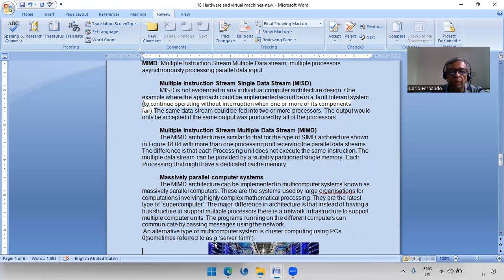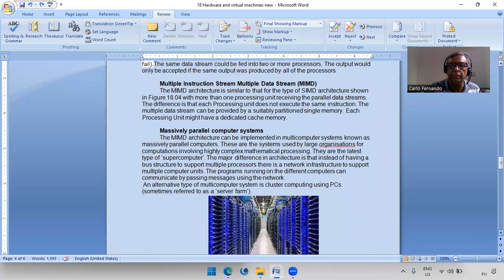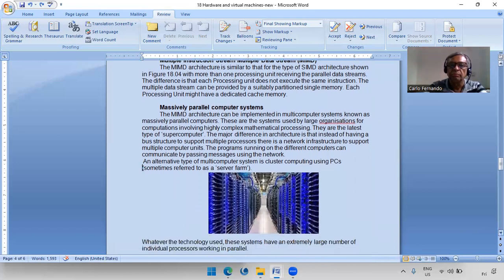An alternative type of multi-computer system is cluster computing using PCs. Cluster is also a lot of computers together, a lot of things together. In general terms, a cluster is that. Sometimes it is referred to as a server farm, like a farm. On a farm you get many animals, fish, or whatever. Here you get many servers.